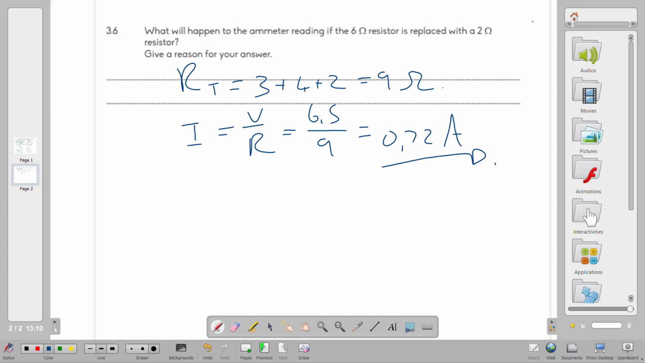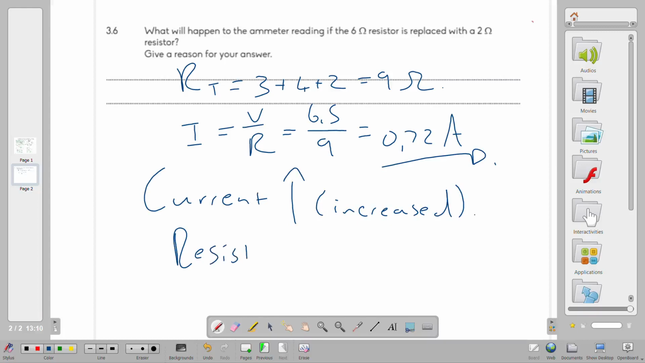It means that the current increased. That's because the resistance decreased. We're just following Ohm's law, which tells us that the current is directly proportional to the potential difference at a constant temperature. So if the resistance decreases, that means that the current will increase if the voltage is the same. So that's your answer right there.